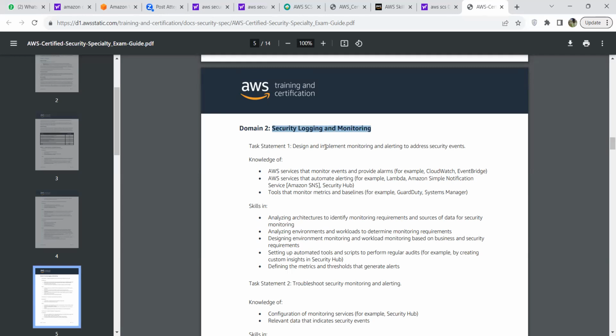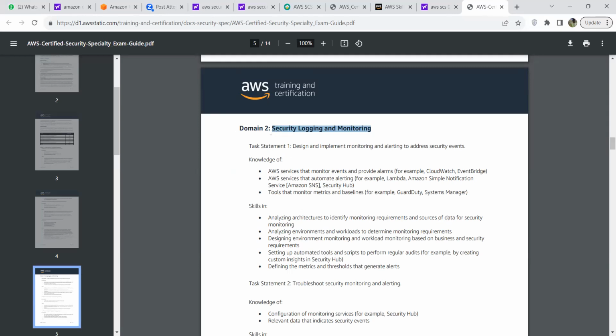For that, AWS offers some native services like Security Hub, GuardDuty, Systems Manager, like that. There are cloud native services. So with the help of those cloud native services, how can we discover, how can we log, and how can we monitor the alerts and security incidents and issues? That is what it will discuss.